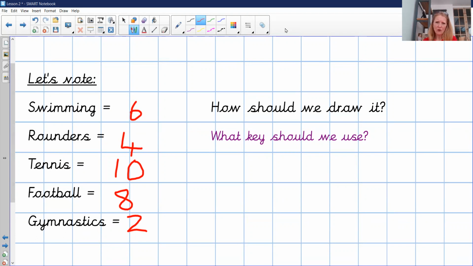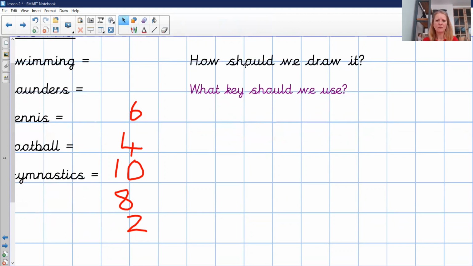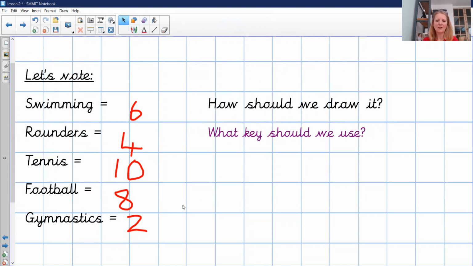So how would we draw a pictogram? So maybe you'd like to have a go on a rough piece of paper what that pictogram should look like. Okay, it's going to need to have columns and rows in it. One of the rows is going to need to be what the sports are, and then the other row is going to need to be showing how many people liked those sports. What else are you going to need?